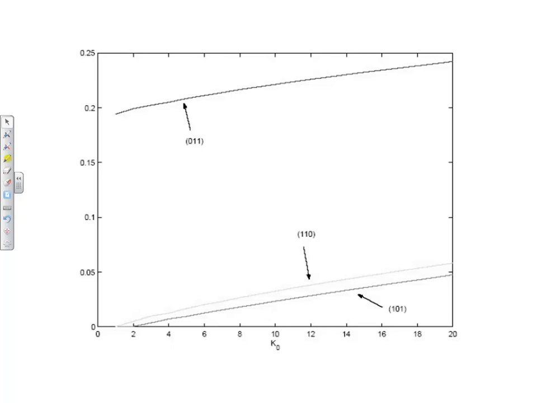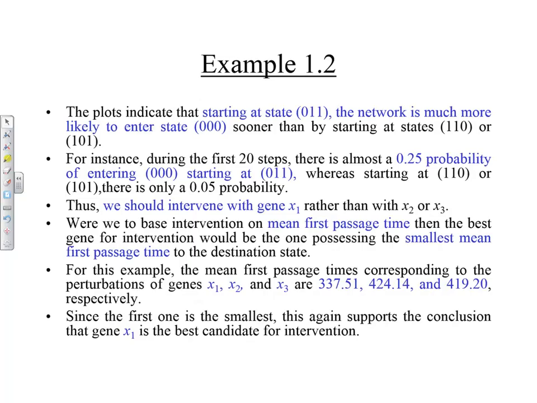So which one should you intervene with? The first one, because you can see that in 20 time steps it is almost 0.25, whereas these are still struggling at 0.05. So what we saw in that picture, just by hand waving, can be rationalized with more mathematical arguments. And even if you do it with first passage times, you will come up with the same conclusion.